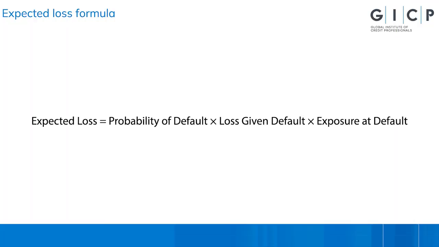Let's briefly unpack each component. The probability of default, or PD, represents the likelihood that a borrower will be unable to fulfill their financial obligation within a given time horizon. This probability is typically estimated using historical data, credit ratings, or advanced statistical models, and it serves as a measure of the chance that a default may occur. In the formula, this is expressed as a percentage.